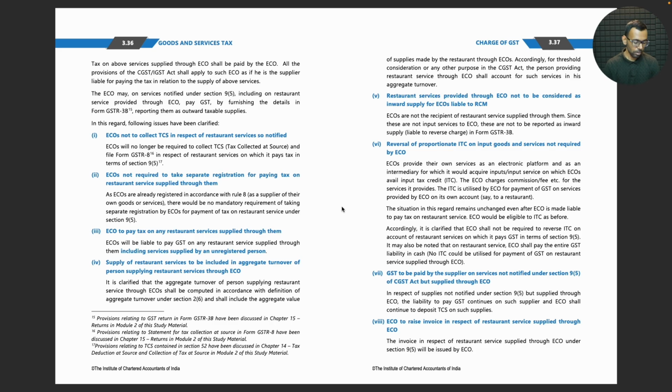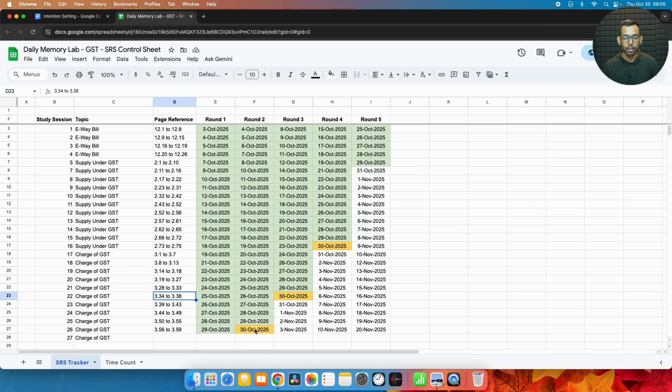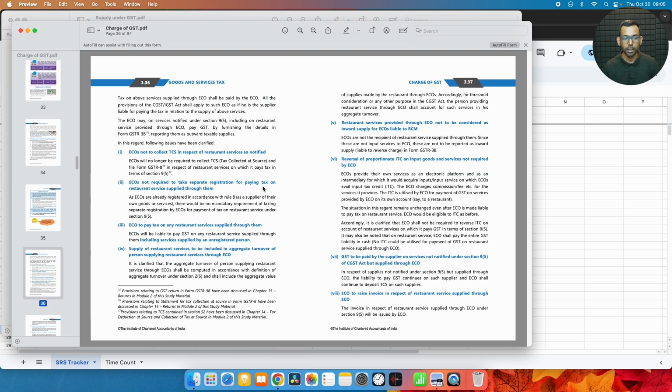Okay, so on that note, we have completed the second segment of the day. Let's go to the third segment, which is page number 56 to 59.